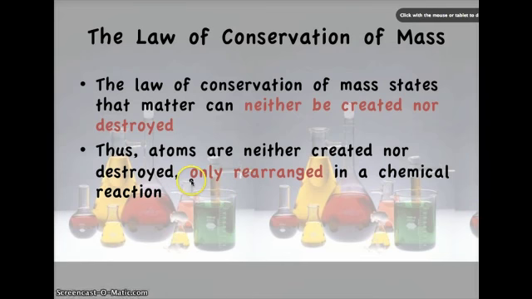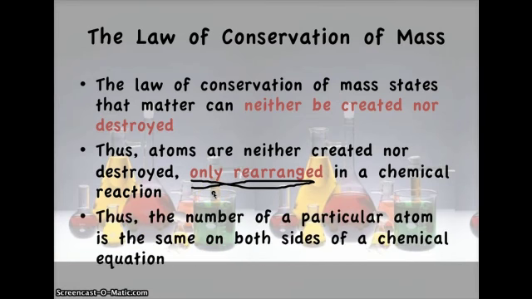So same goes for a chemical equation. These chemicals are rearranged. They do not disappear. They do not appear out of nowhere. So when we balance an equation, we have to have the same number of atoms on both sides of the chemical equation.